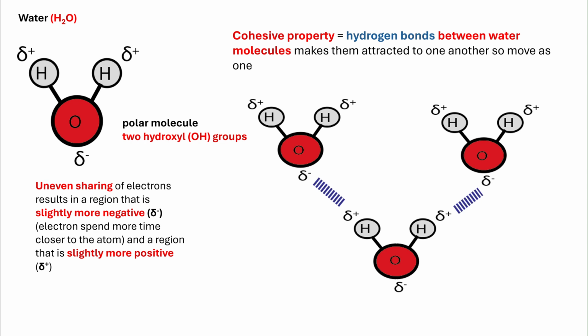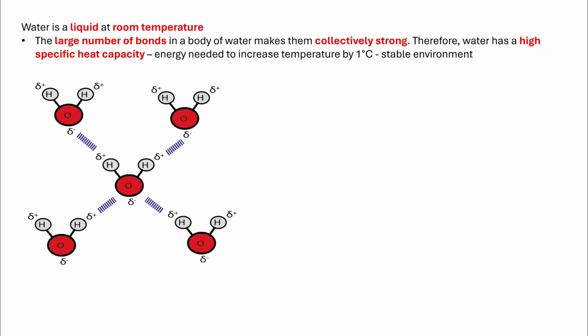Hydrogen bonds between the water molecules make them attracted to one another, and so they move together, and that's what's known as the cohesive property of water. Hydrogen bonds are weak interactions. They are breaking and reforming constantly. But what's really important is that water doesn't stay on its own. Water is made up of lots of water molecules, so therefore there is a large number of bonds.